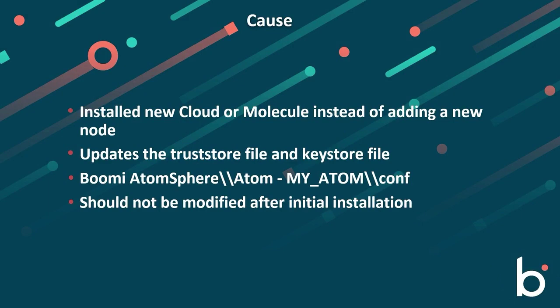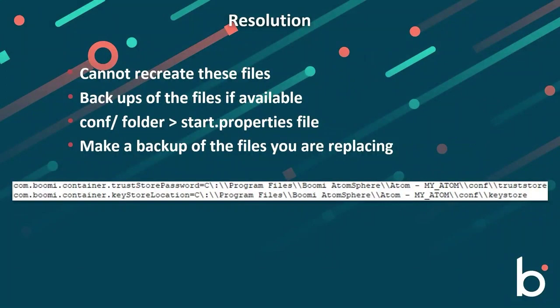The reason for this particular error message is that instead of adding a new node into the cluster, you actually installed a new Cloud or Molecule within your account and pointed it to the existing Cloud or Molecule installation directory on your file share. This updates the install directory with a new trust store file and key store file in the conf directory of your Atom installation. These files are generated as part of the install process and should not be modified after the initial installation of the cluster. There is no way to recreate these two files once this has happened.